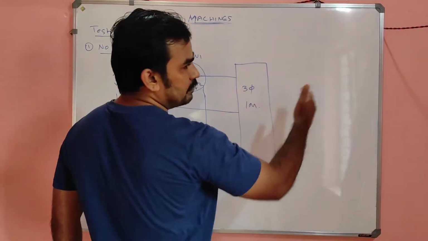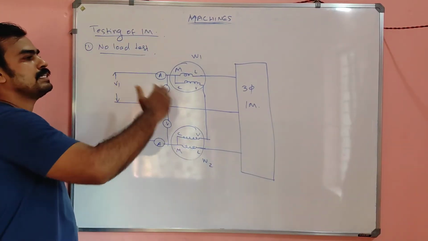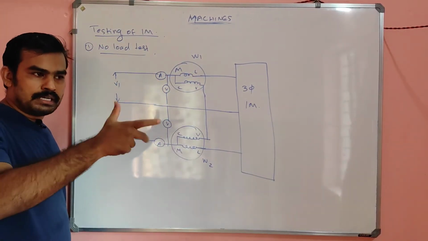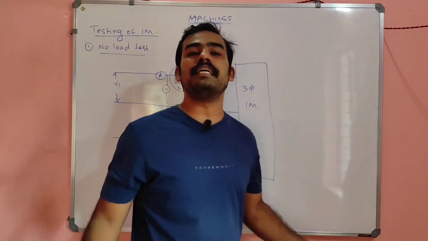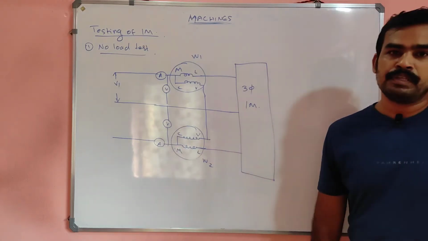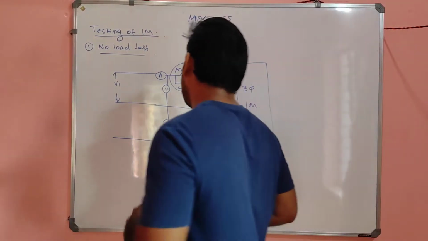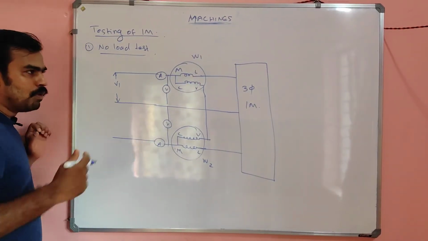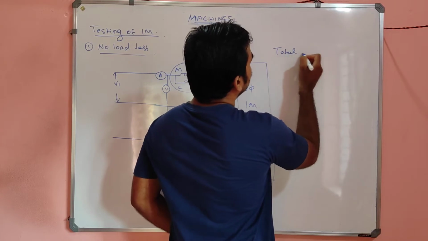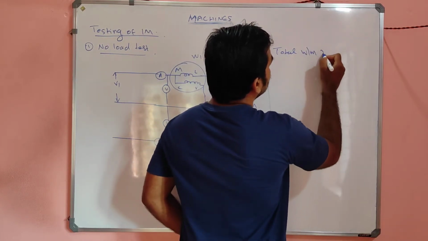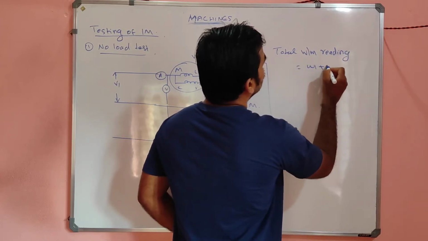No load is connected here. That is the meaning: no load test means no load is connected. The rotor tends to rotate freely, without any blocking, without any load. That is the meaning of no load. And note down the values of the wattmeter. The total wattmeter reading will be W1 plus W2.